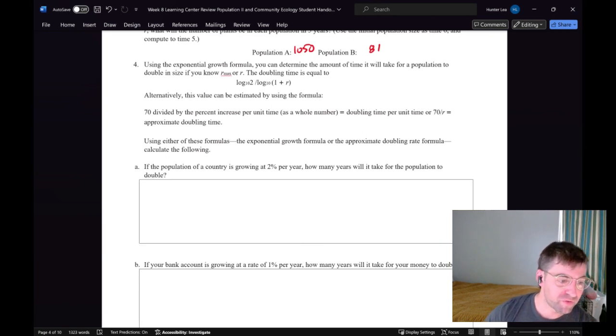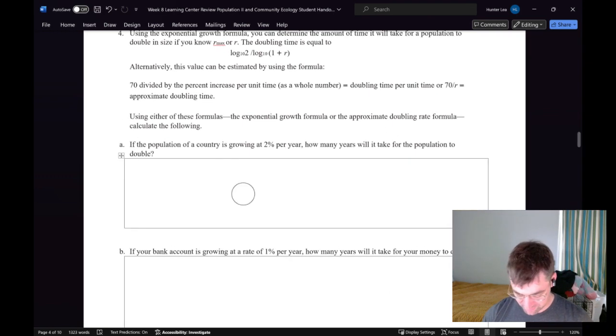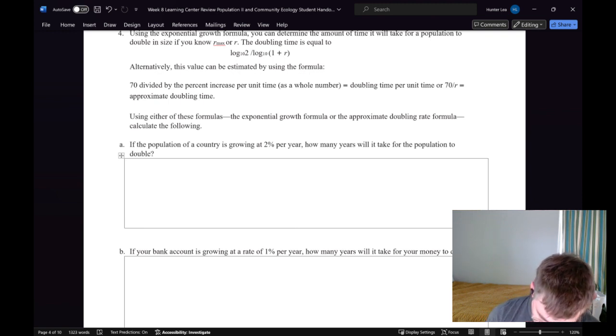Using the exponential growth formula, you can determine the amount of time it will take for a population to double in size if you know R max or R. The doubling time is equal to log base 10 of 2 divided by log base 10 of the quantity 1 plus R. Alternatively, this value can be estimated by using the following formula, and I like this one. 70 divided by the percent increase per unit time as a whole number equals doubling time per unit time, or 70 divided by R equals approximate doubling time.